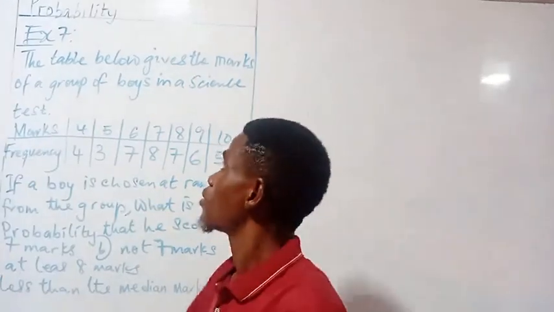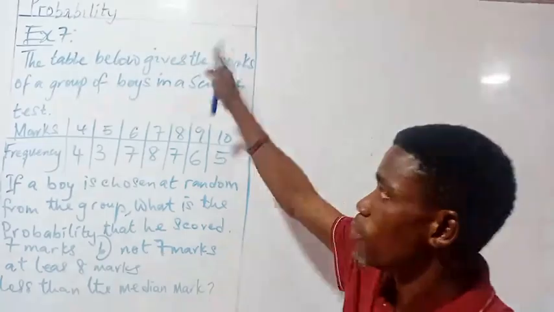Okay. Now, this is example 7 under probability.